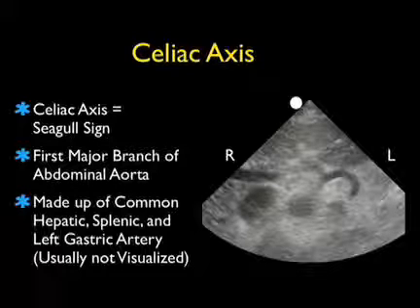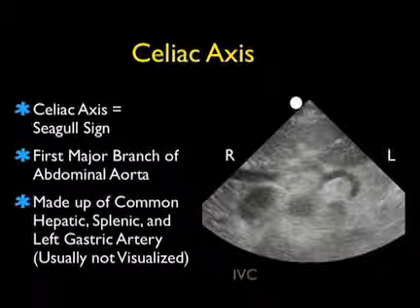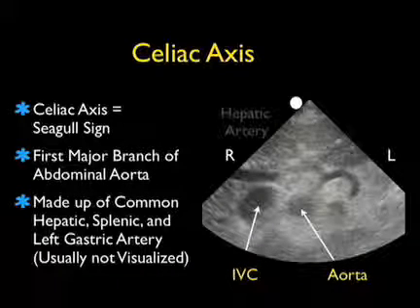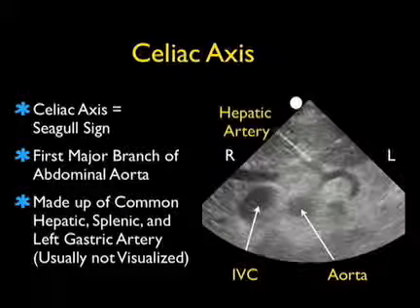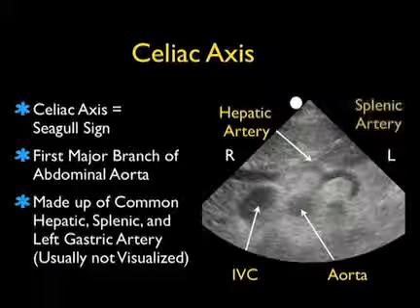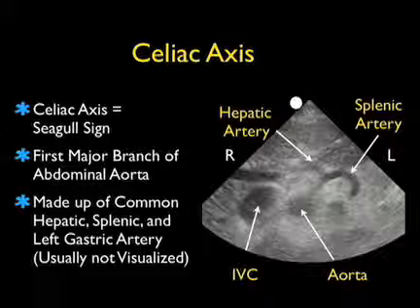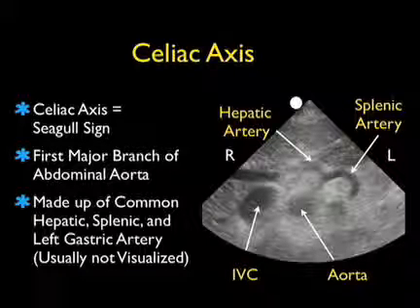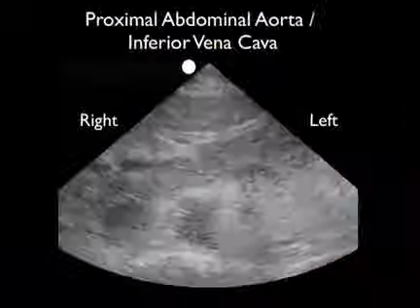So let's discuss the celiac axis, which is the very first major branch of the abdominal aorta. And here's a pictorial to the right showing the IVC to the right of the paired aorta shown here to the left. And we note here the hepatic artery and splenic arteries, the major branches of the celiac axis. The left gastric artery is usually very small and not visualized well on bedside ultrasound.